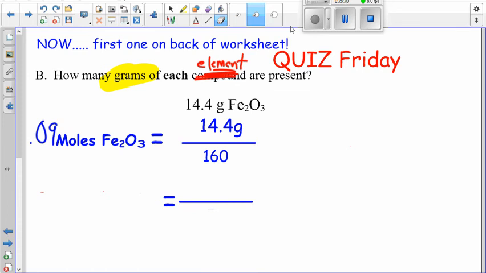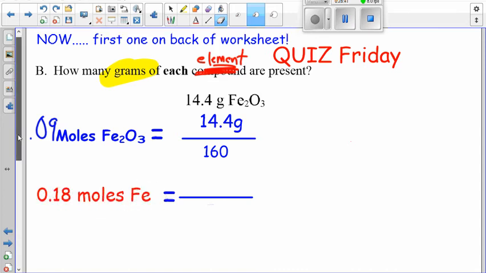What's that? Not quite. I have 0.09 moles of this whole thing, but each one of these has 2 irons in it. You see that? What's that? 0.18. 2 times 0.09 tells you how many individual irons you have. Does that make sense?